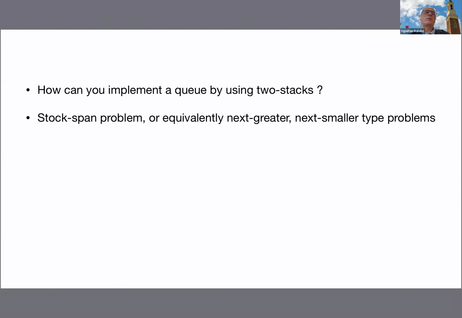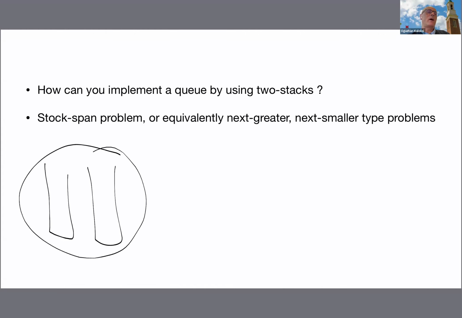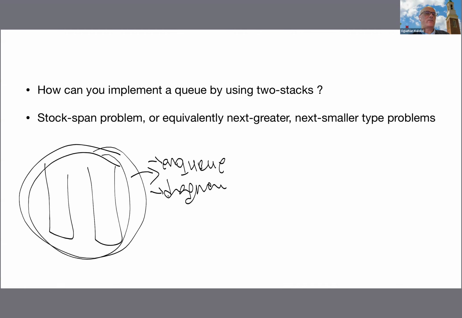Okay. So the first question I can suggest is, how can you implement a queue by using two stacks? Which means I will be using two stacks. I can have only push and pop operations here. However, at the end, I will have a mechanism to implement enqueue and dequeue operations. How can you implement enqueue and dequeue by using two stacks? Okay, so this is the first thing you may study.